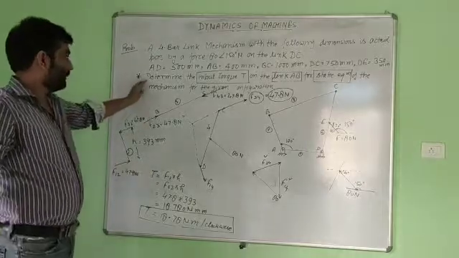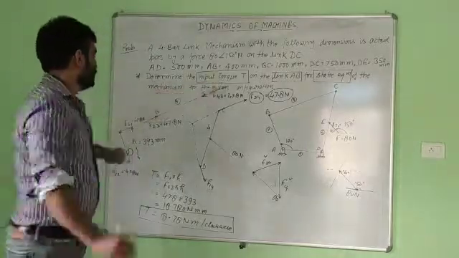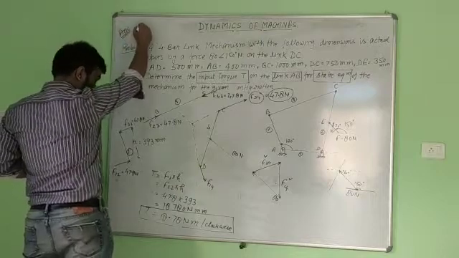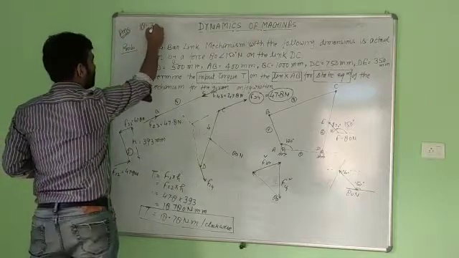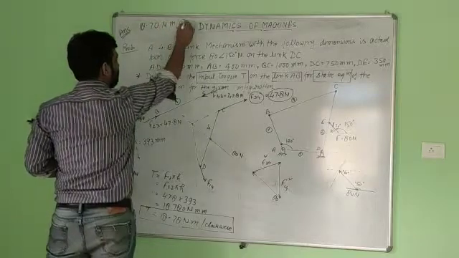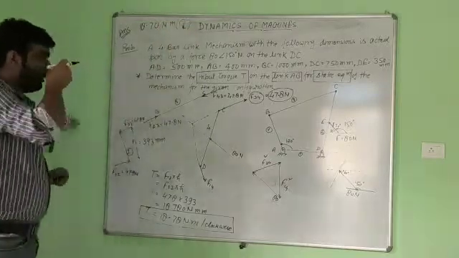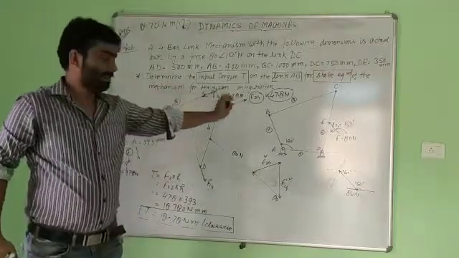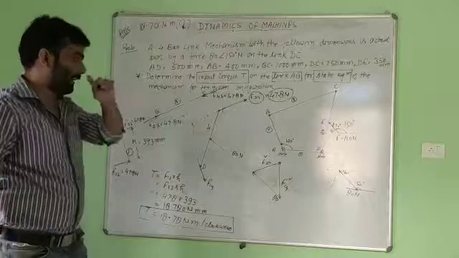The question was to determine the input torque. So the value of the input torque is 80.78 Newton mm in clockwise direction for the static equilibrium of the mechanism.